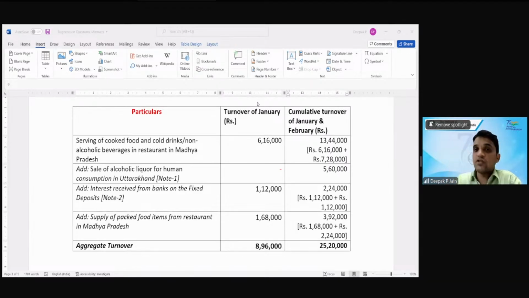Now he has two options. The first option is to go for normal registration. The second option is to go for the composition scheme. If he wants the composition scheme, then his turnover should be less than 1.5 crores. He is below 1.5 crores, so he can go for that scheme also. But sir, if it exceeds 40 lakhs, then he has to compulsorily take the normal scheme, no? Not necessary. Even if he crosses 40 lakhs, up to 1.5 crores turnover he still has two options.